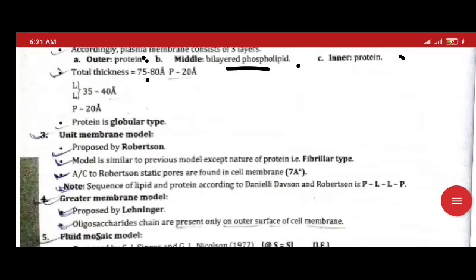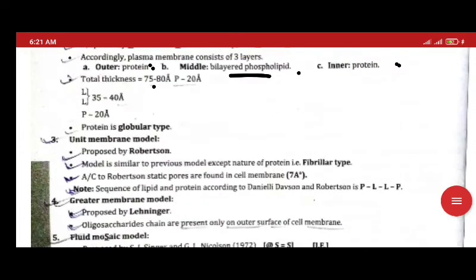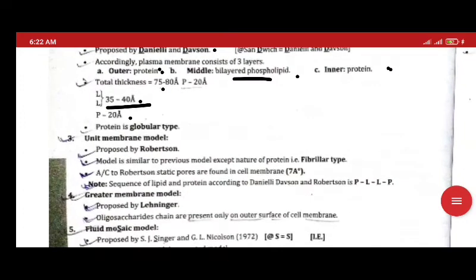Now how is this 75 angstrom given? So 40, and there should be what? 25, I think. Okay, 25. No, there should be what? 35 and 40. Okay, so 35 is for lipid and 40 is for protein. So more protein.